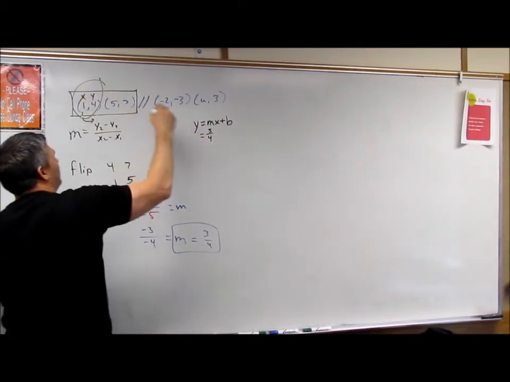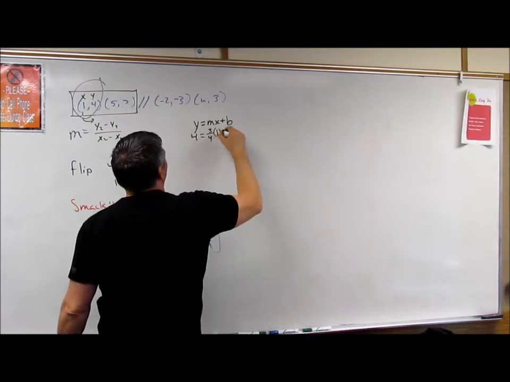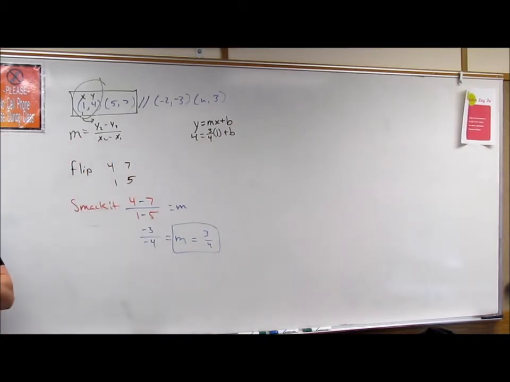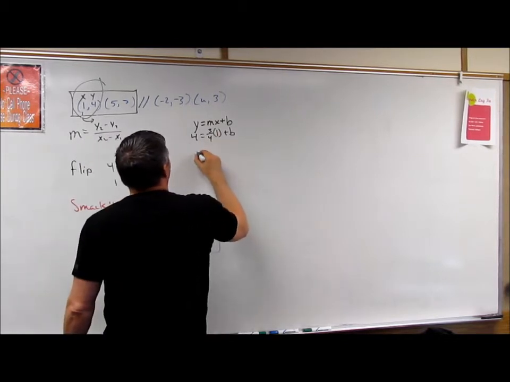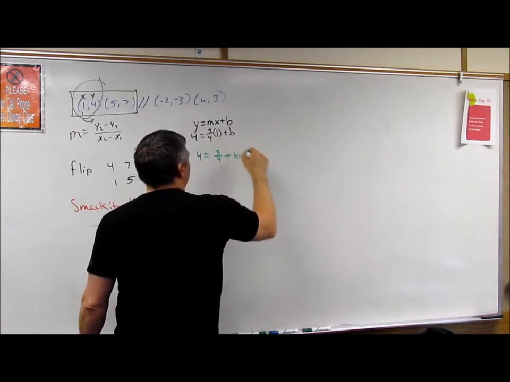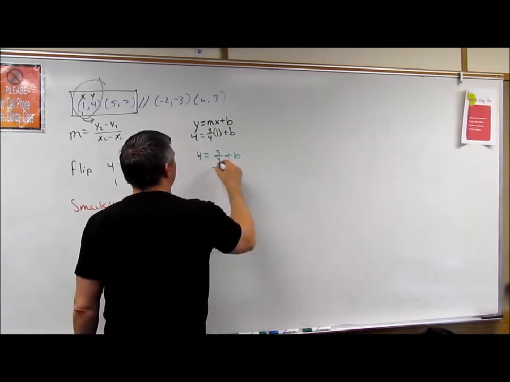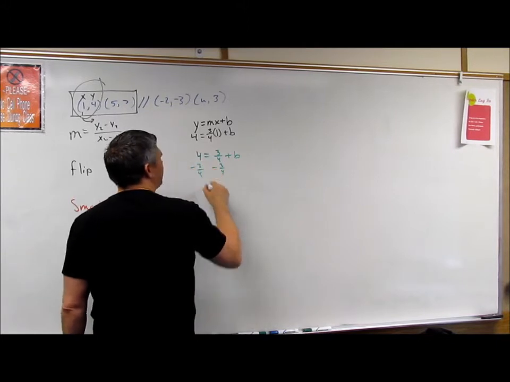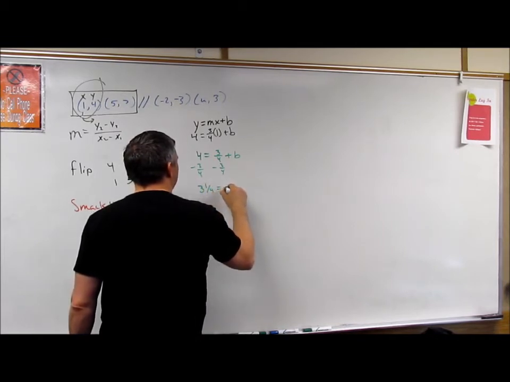Remember, I have x, I have y. So I'm going to plug in a 4 equals 3/4 times 1 plus b. I still don't know what b is. But I do know what x, y, and m are. So now it's just a regular equation. I just got to do it. So 4 equals 3/4 plus b. So what do I do? I subtract 3/4. I subtract 3/4. And I get 3 1/4 equals b.